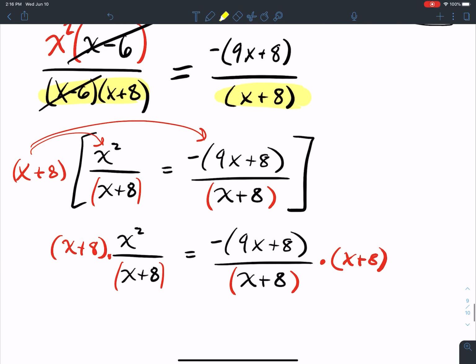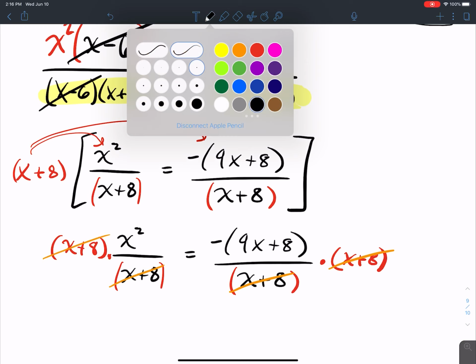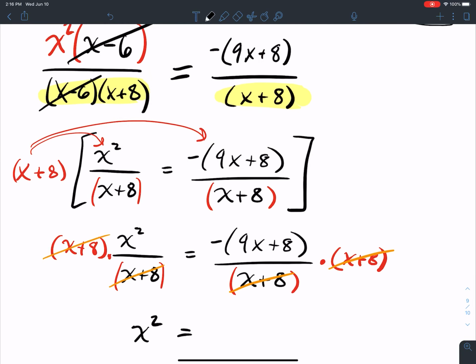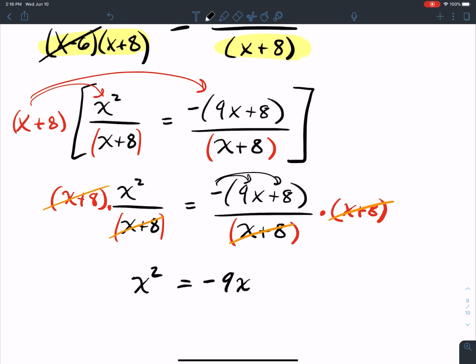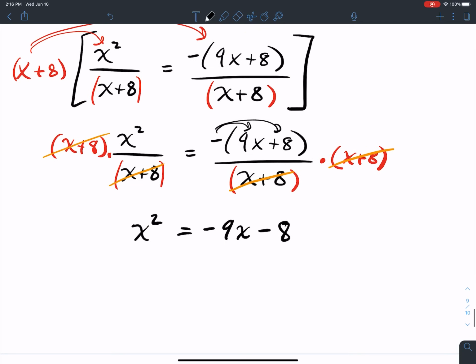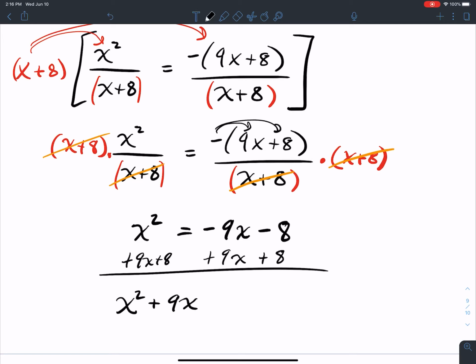This x plus 8 cancels with that x plus 8. That x plus 8 cancels with that x plus 8. And so I get x squared equals, now I'm going to distribute this back, so that ended up not helping too much. So that's negative 9x minus 8. Now I want this to be a quadratic I can solve, so I'm going to add 9x and 8 to both sides. And so I get x squared plus 9x plus 8 equal to 0.